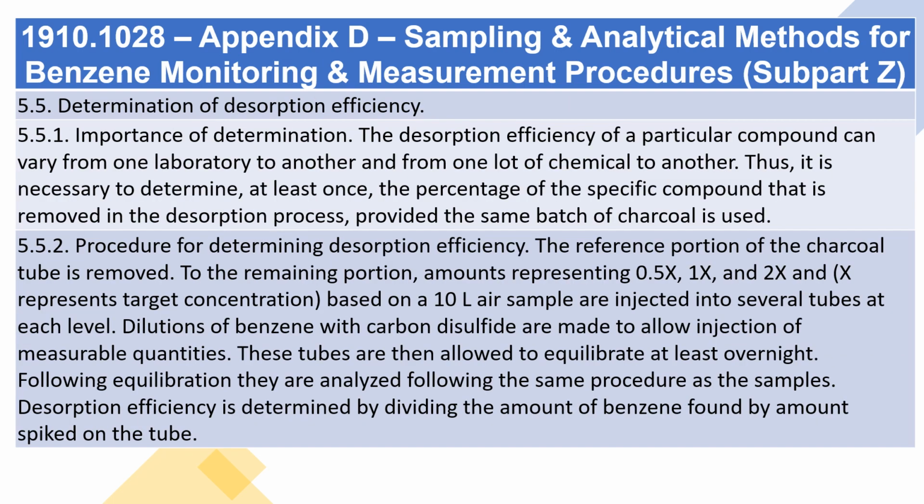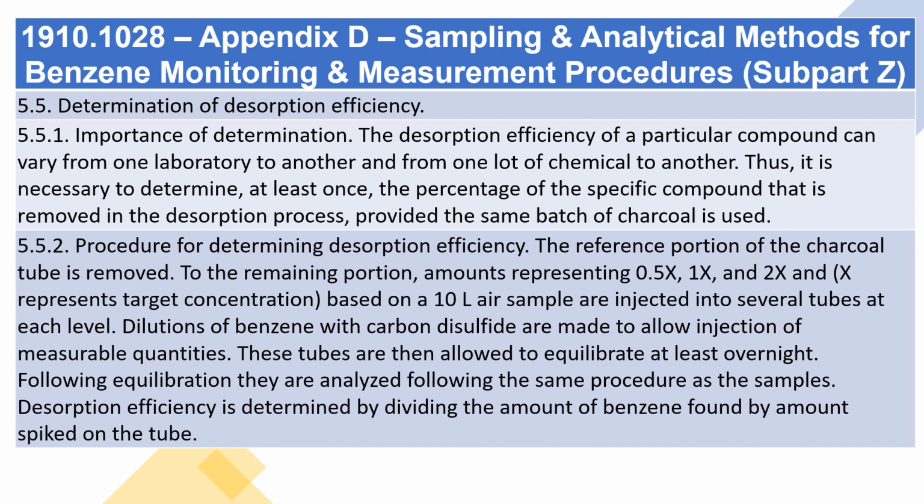5.5. Determination of desorption efficiency. 5.5.1. Importance of determination. The desorption efficiency of a particular compound can vary from one laboratory to another and from one lot of chemical to another. Thus, it is necessary to determine, at least once, the percentage of the specific compound that is removed in the desorption process, provided the same batch of charcoal is used.